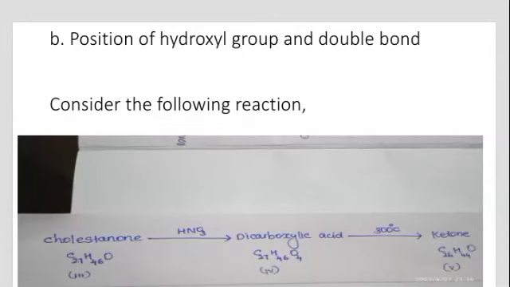Now, let's check the position of the hydroxyl group and double bond in cholesterol. Consider the following reaction. Here, cholestanone is converted to a dicarboxylic acid on treating with nitric acid, and this dicarboxylic acid is converted to a ketone on heating at 300 degrees Celsius.